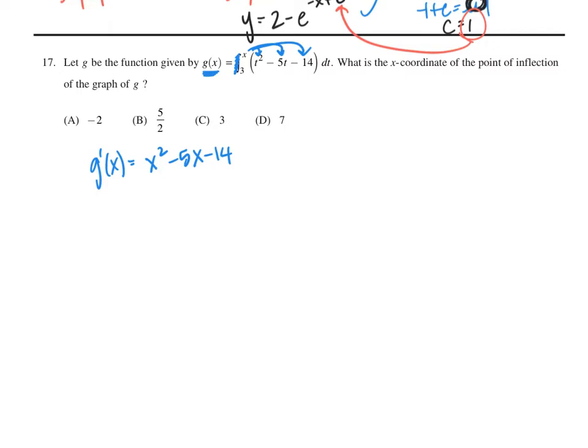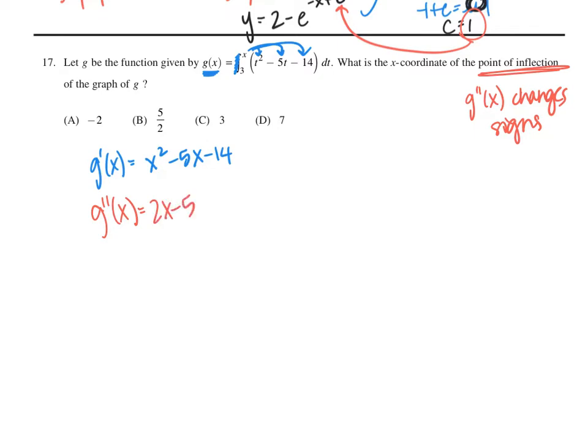Okie dokie. So that's the first derivative. A point of inflection, again, is when the second derivative changes signs. So g double prime would be 2x minus 5. Again, to figure out those critical numbers, where this could potentially change signs, we've got to take that second derivative, find out when it's equal to 0 and/or undefined.